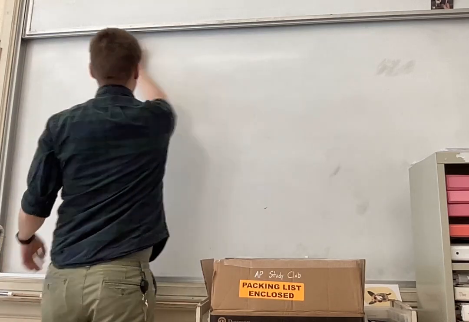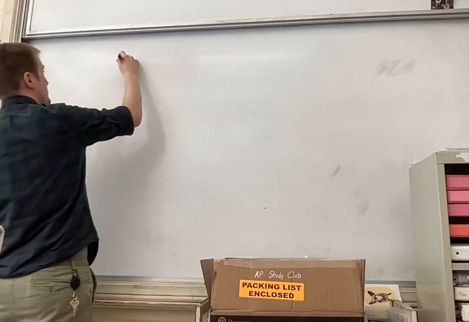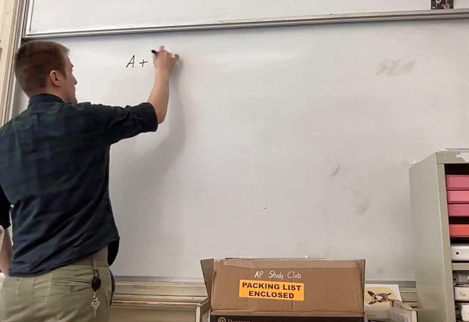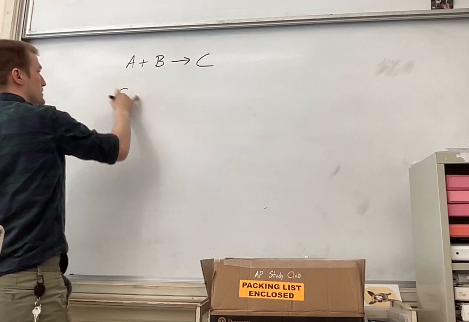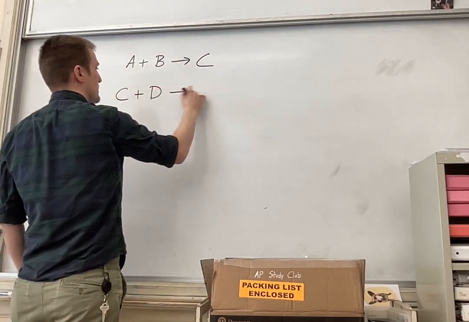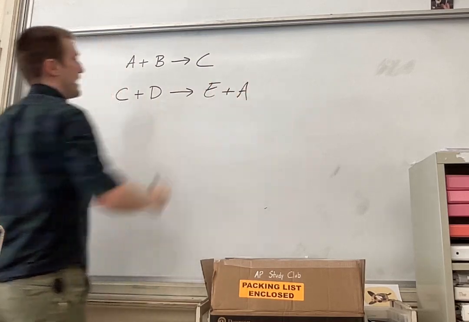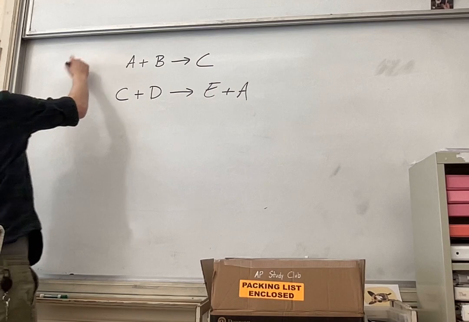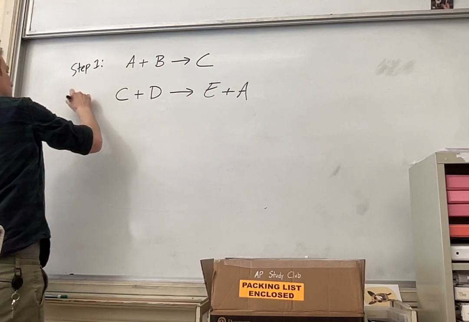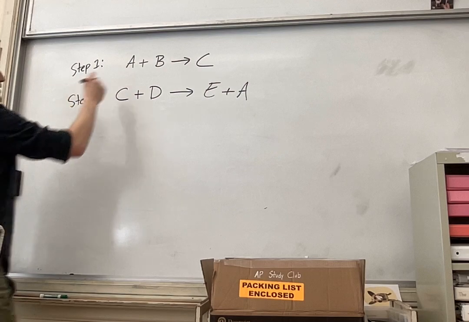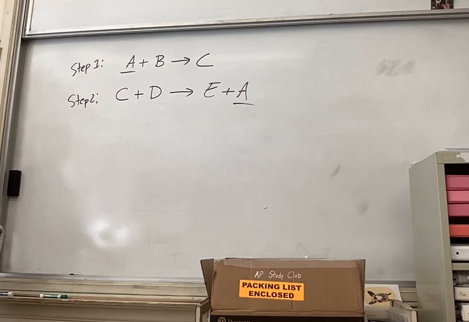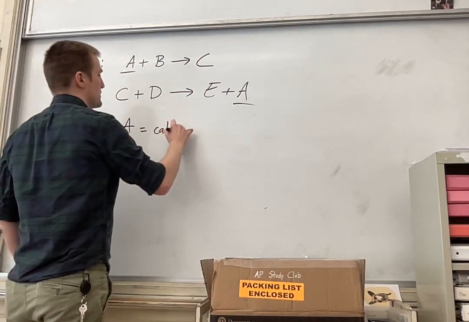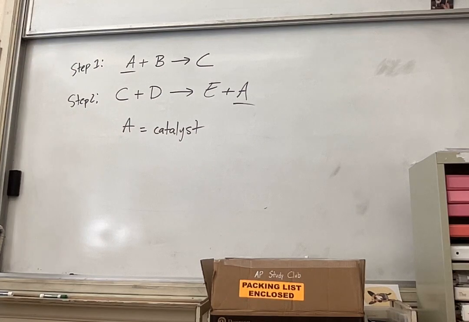Okay, so real quick, just catalysts. I didn't say a catalyst with a mechanism. So let's say we had A plus B makes C, and then C plus D makes E, and I get A back out. So if this is my step 1, and this is my step 2, I've got A going into step 1, I've got A coming out the same out of step 2, so A is a catalyst. That's how a catalyst works in the mechanism.